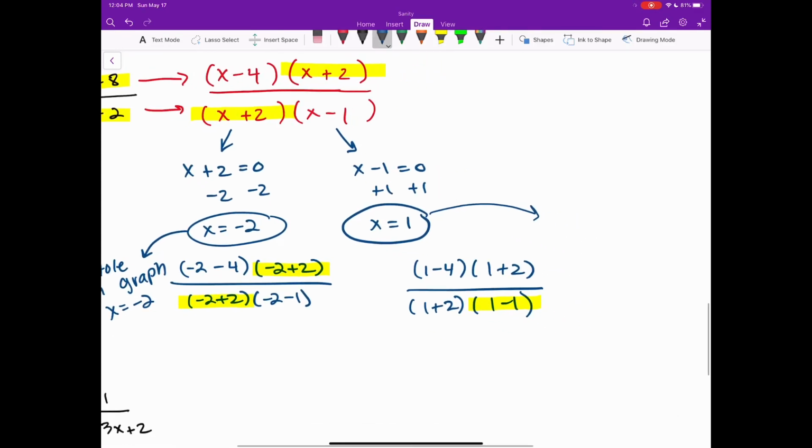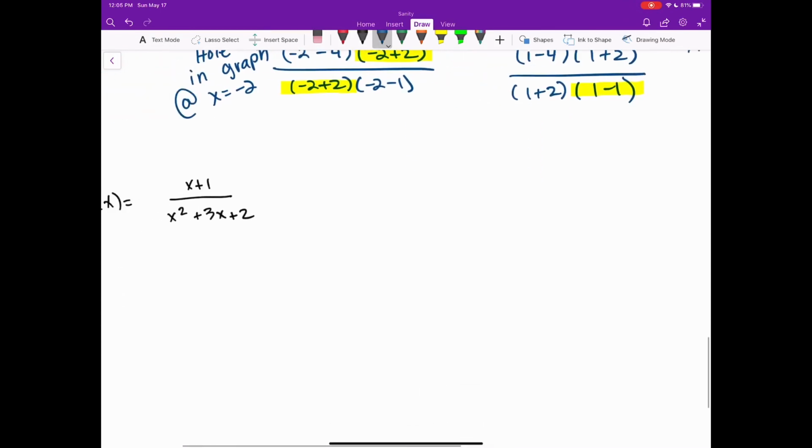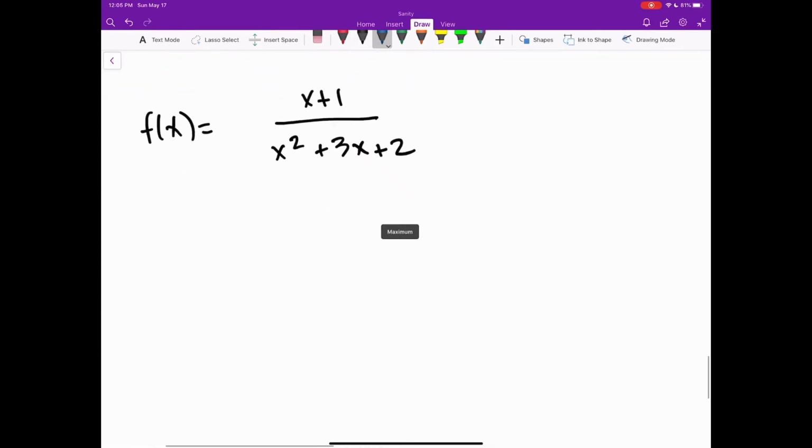be a vertical asymptote. Again, the hole in my graph only occurs when both the numerator and the denominator are equal to 0. But here, since only my denominator is equal to 0, I'm just going to have a vertical asymptote at x equals 1. Here's my last example. It's a little bit different, but we can totally do it.